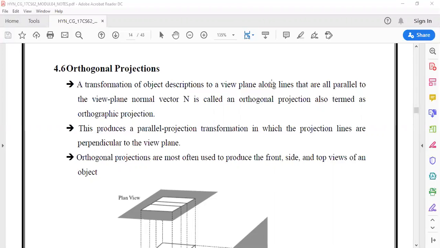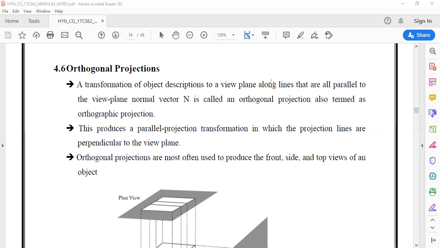Whereas in perspective projection, the projection lines are drawn from all the vertices of the object and they converge to a point called the projection reference point. So when I take perspective projection, the relative proportion of the object is not preserved, and the object will be reduced in size. So we can say that perspective projection provides a realistic view, whereas parallel projection does not provide a realistic view.